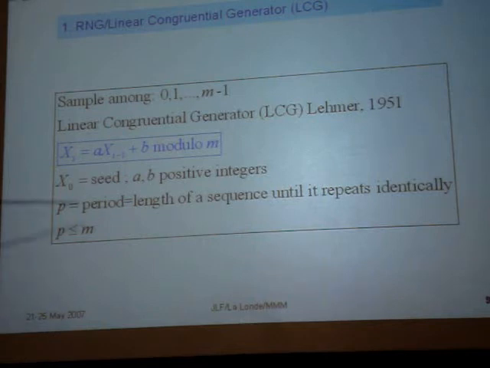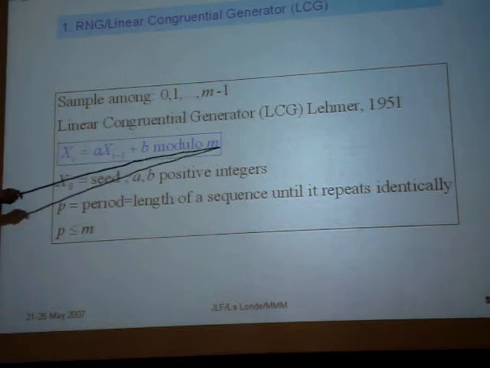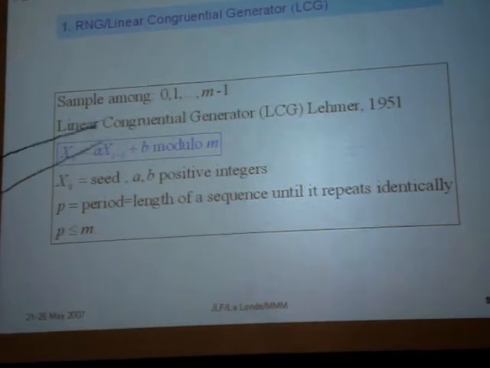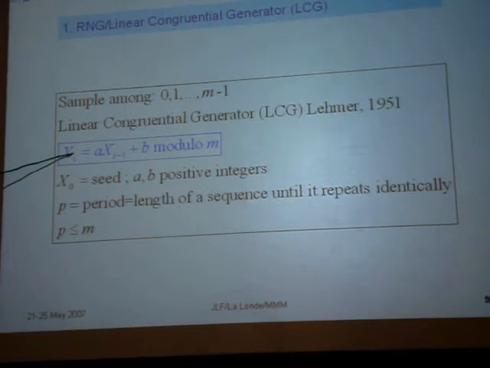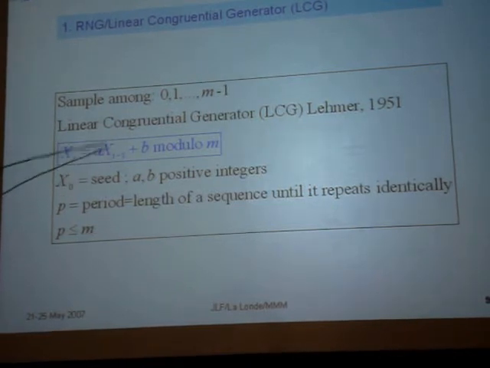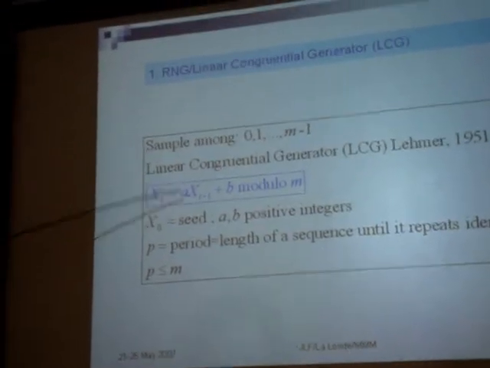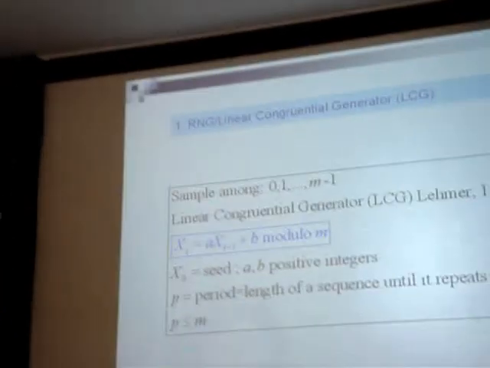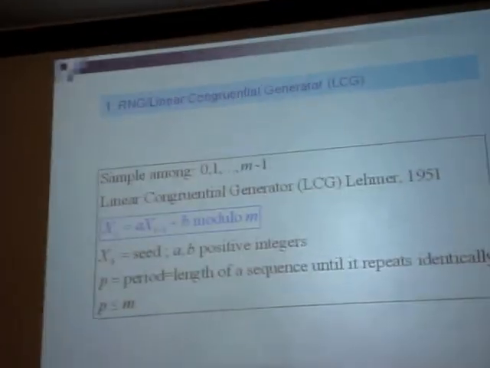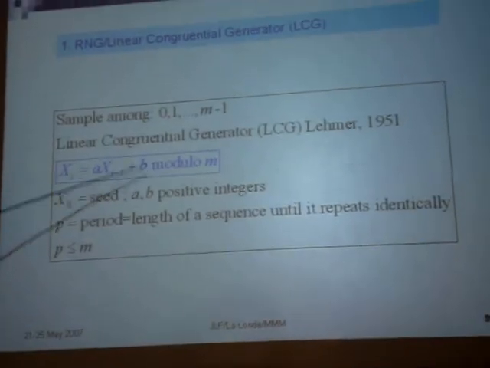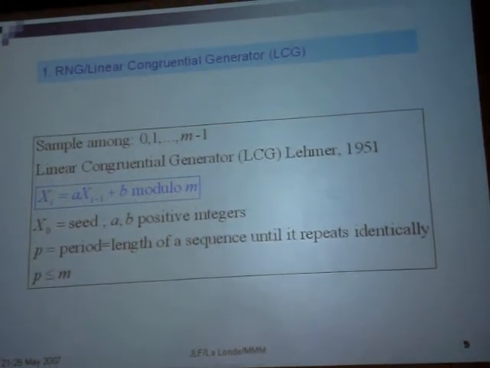You start with a seed, x0. You multiply it by an integer a. You add eventually another integer b. You divide it by n, and you take the rest. And this is your first number. And you repeat. Again, multiply, add, divide, and take the rest. So x0 is the seed, a and b are positive integers, p is the period, the length of the sequence until it repeats identically. And obviously p, due to this modulo, is lower or equal to n.